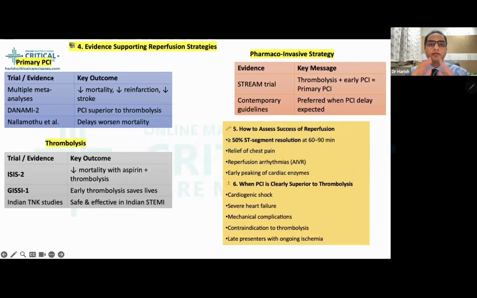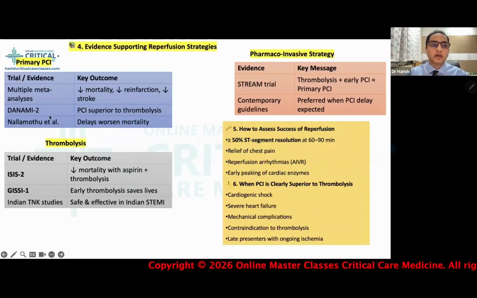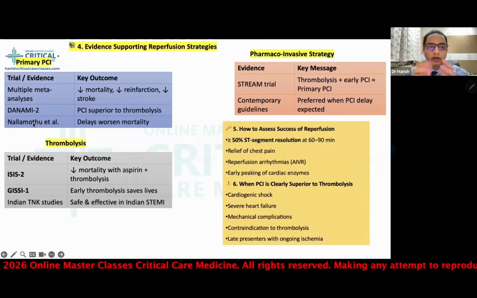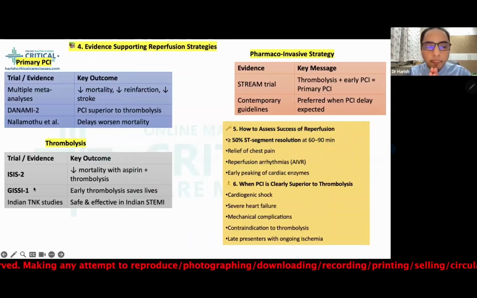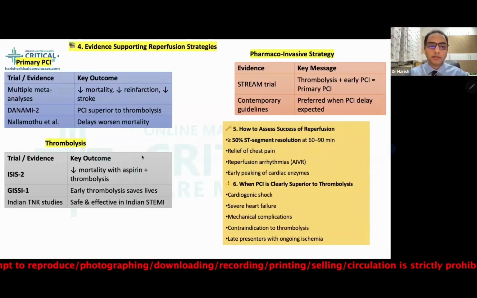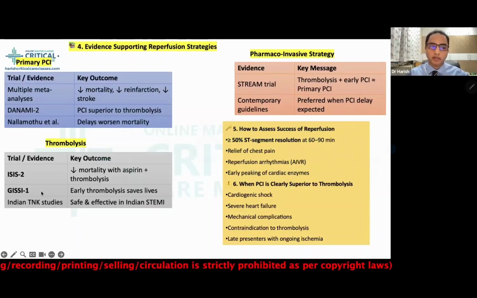Again, if you see the reperfusion strategies, in terms of the evidence for primary PCI, we have multiple meta-analyses which show reduction in mortality, reduction in reinfarction rate, and reduction in stroke risk. The DANAMI-2 trial shows PCI is superior to thrombolysis. There is also pooled data which shows that delays worsen the mortality. For thrombolysis, we have the ISIS-2 trial. If you combine thrombolysis with aspirin, there is a definitive reduction in mortality. So that is with aspirin and thrombolysis. The GISSI-1 trial showed early thrombolysis saves lives.